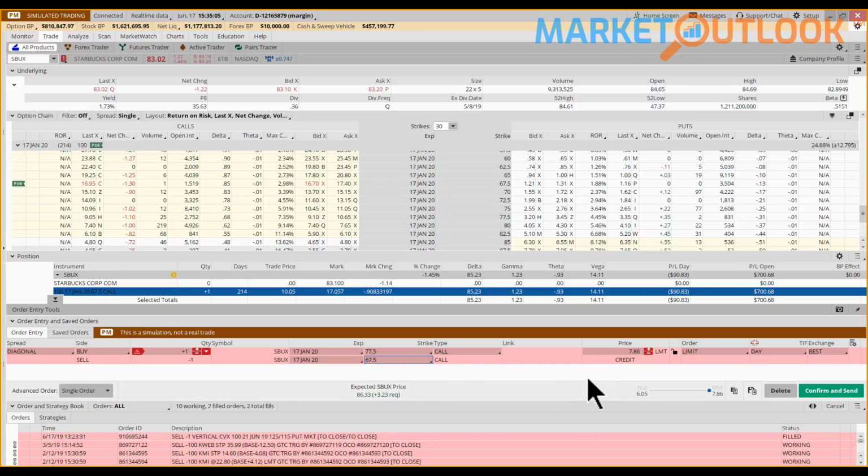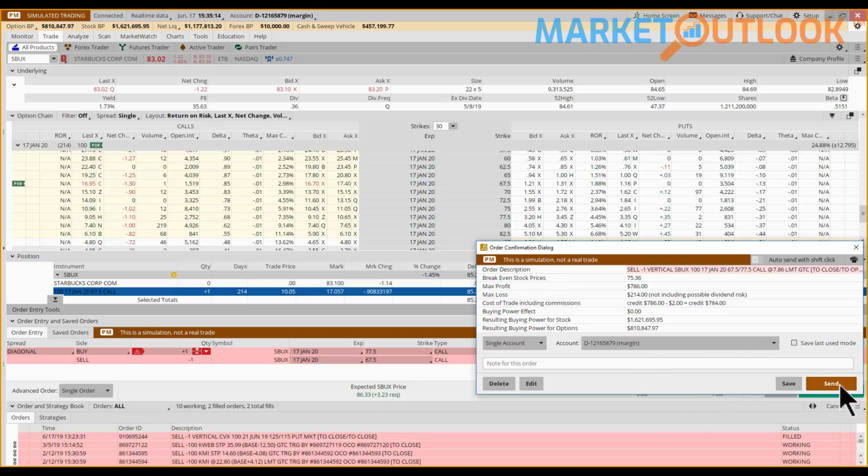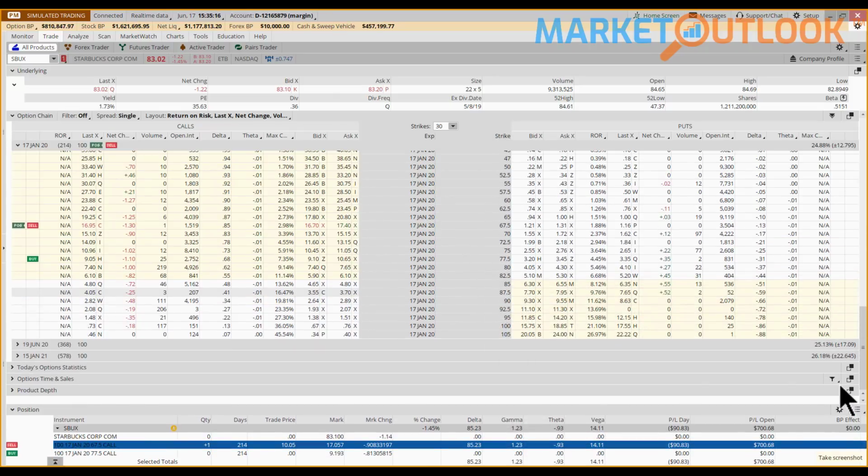And so let's just change this to a good till canceled, just in case it doesn't get filled tomorrow. Then I'll click confirm and send. Review that again. Everything looks good there. We'll send that one off and we can see if we can get filled on that tomorrow. Hopefully make that roll.